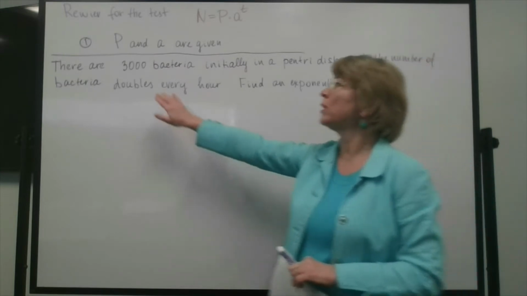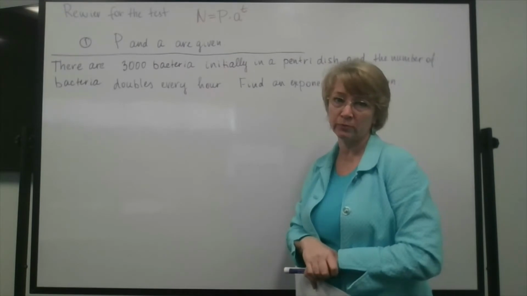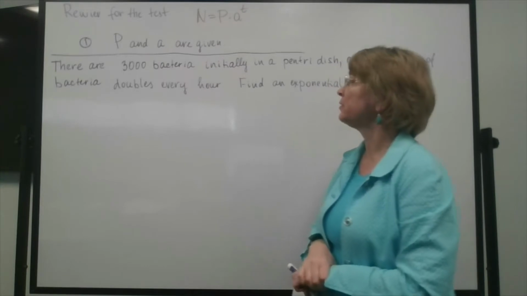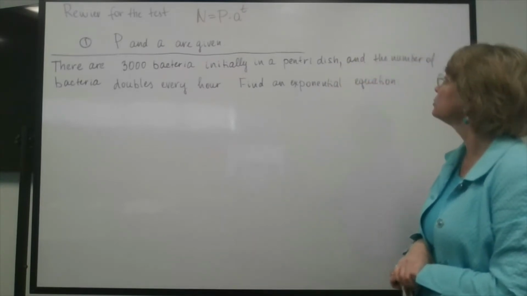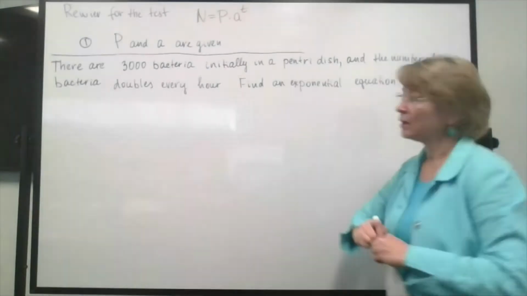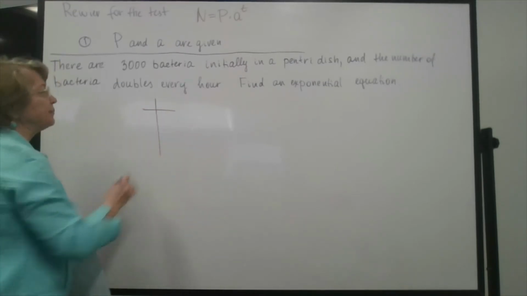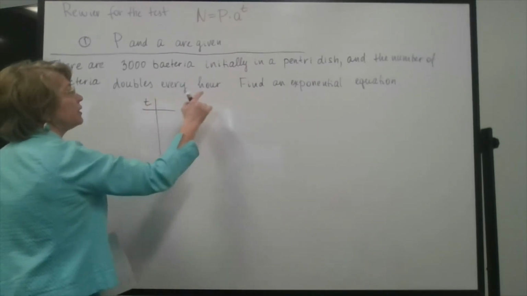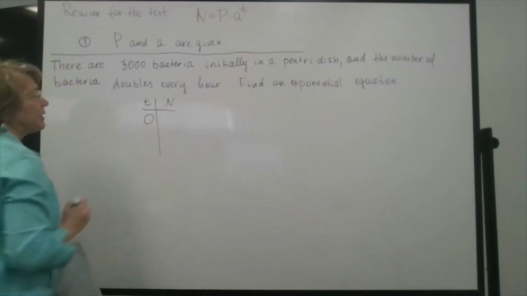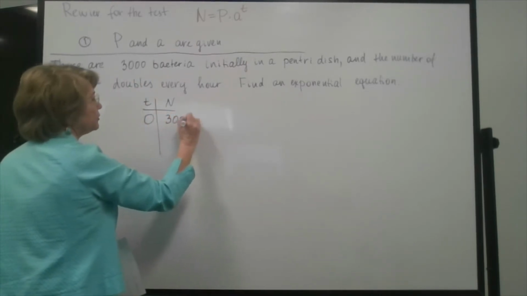Case number one, when our initial value and factor are given to you. Here is the example. There are 3,000 bacteria initially in a petri dish, and the number of bacteria doubles every hour. Again, to understand this problem better, we will have a table. T is time in hours, N is number of bacteria. When my time is zero, we know that the number of bacteria is 3,000.